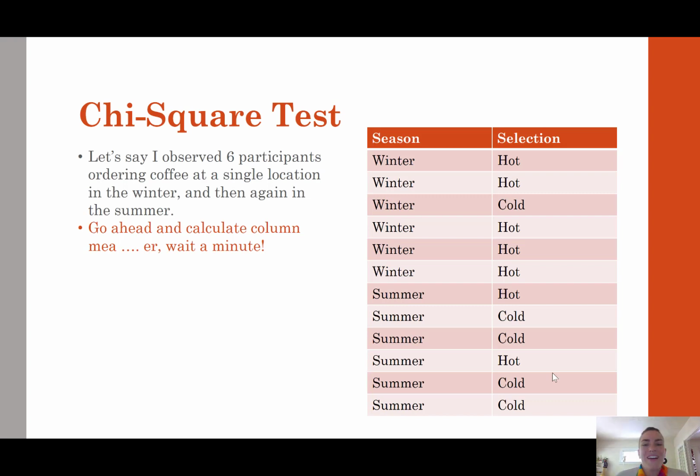Okay, so all the tests we've been learning about so far, the first thing you would do is calculate a mean. How could I calculate a mean for these data? They're nominal data. So right off the bat, I'm stuck.